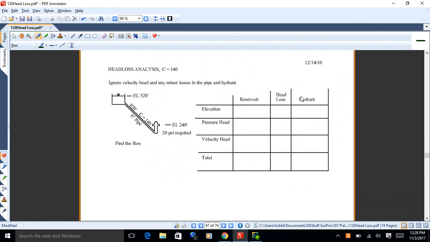Okay, let's try this again, but let's have C at 140 this time. So once you get that table filled out, we're still at the same kind of criteria that we have been, and see what we could do with this. So in this one, we want to find the flow.